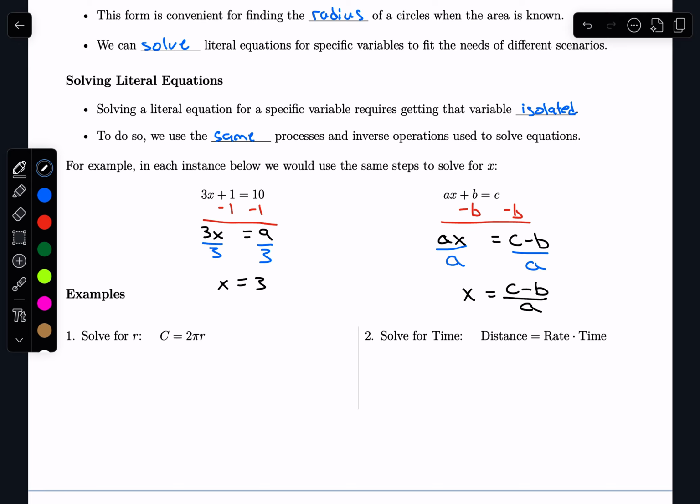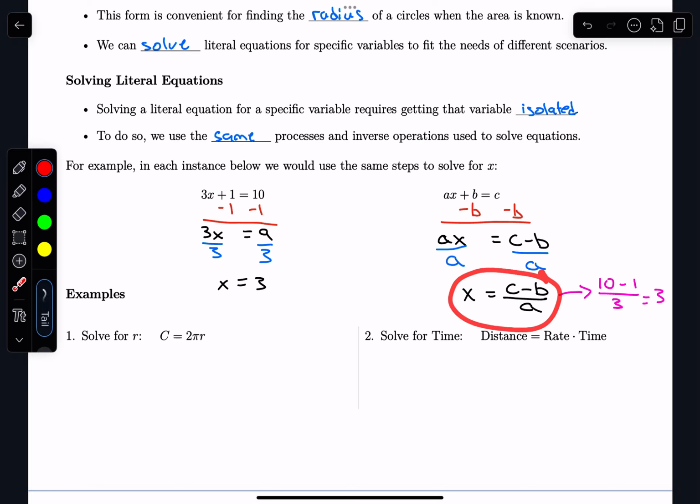So now let's see how it's the same. We know from the first problem that we had a equals 3, b equals 1, and c equals 10. So if I were to use those numbers in that second version, if I plug in c is 10, b is 1, so 10 minus 1 on top, and a is 3, so 3 on bottom. This gives me 9 over 3, which is once again 3. And so by solving for x equals c minus b over a, I have actually solved every single problem that's in this form, ax plus b equals c.